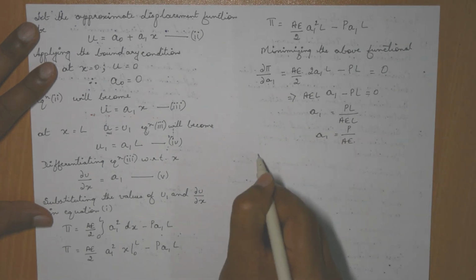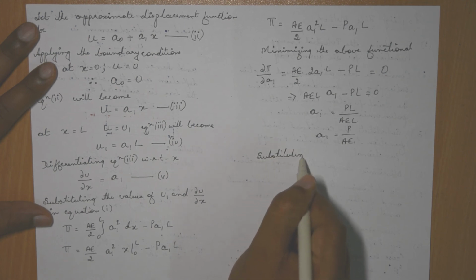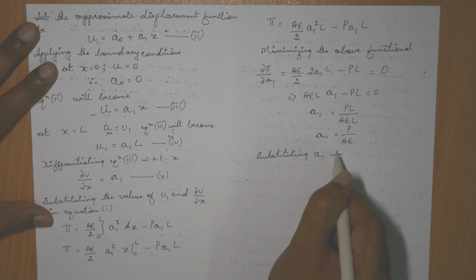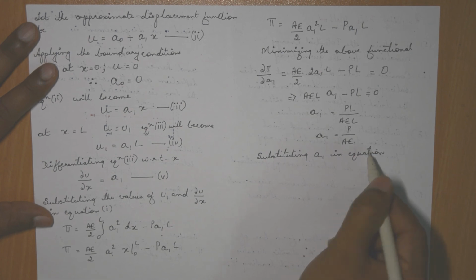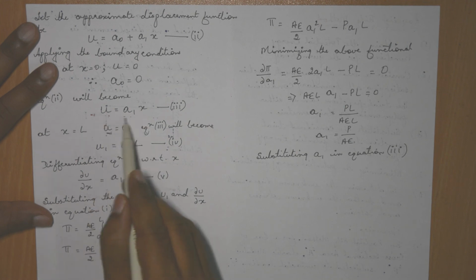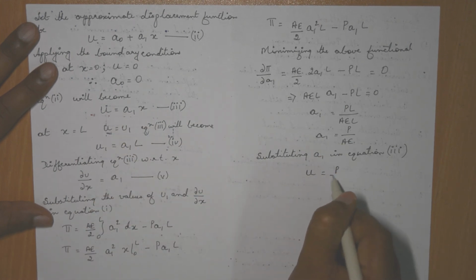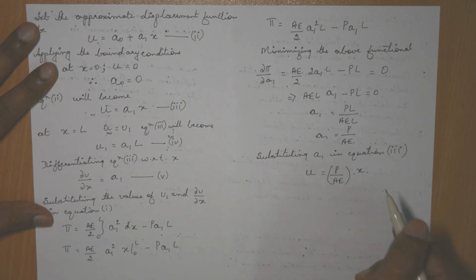Now substituting A1 in equation 3, which is this equation, you'll get U equals P by AE into x, which is our required deduction from the problem statement.